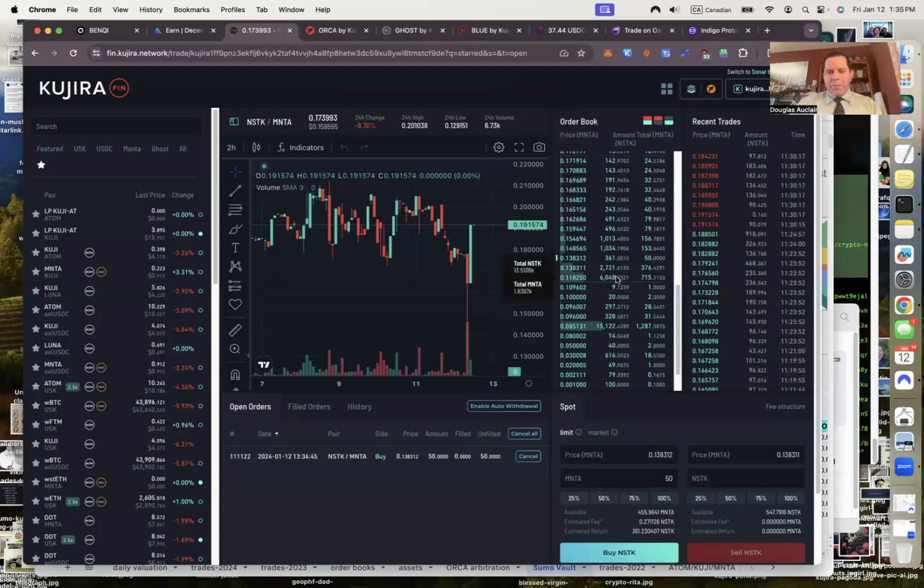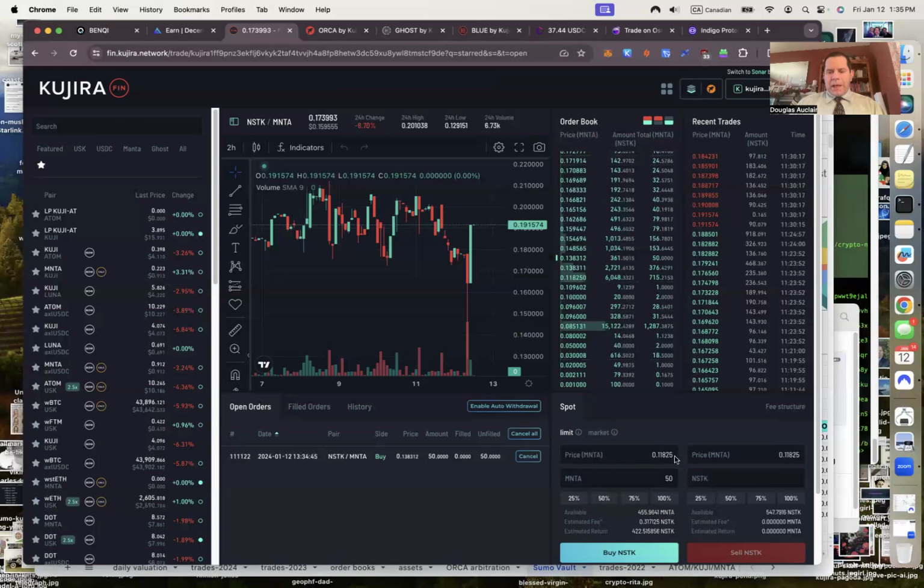We have another grouping here of 700 Manta for 6,000 unstake. Let's front run that order. And this will get me another 300. So the catch-all order is at a lower price point. I bid less, I get approximately the same amount of unstake.